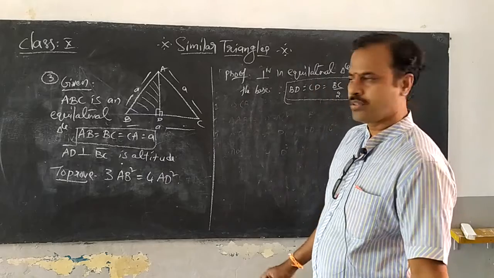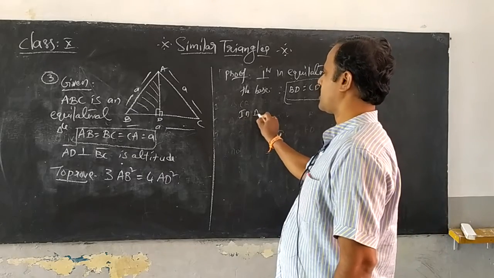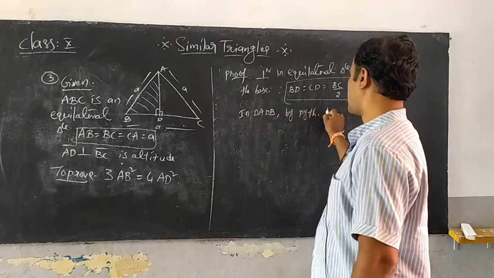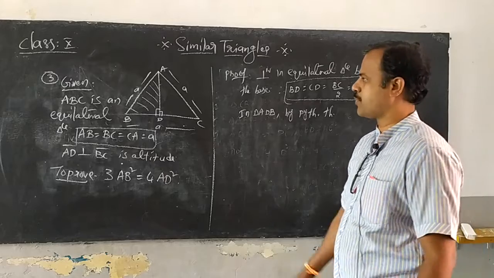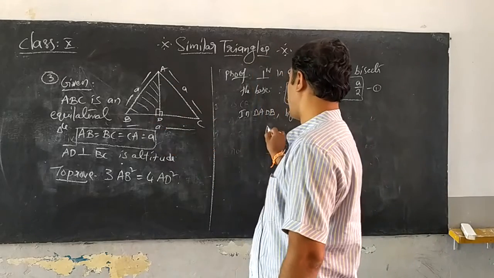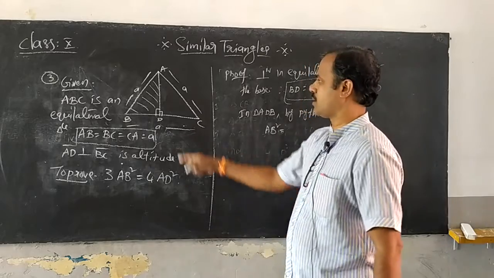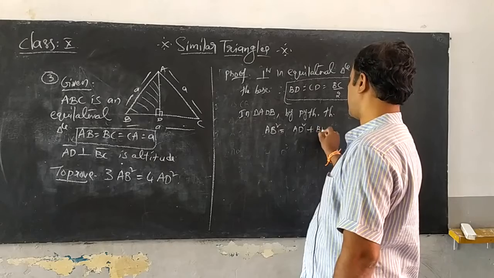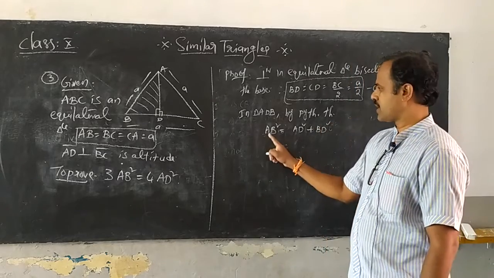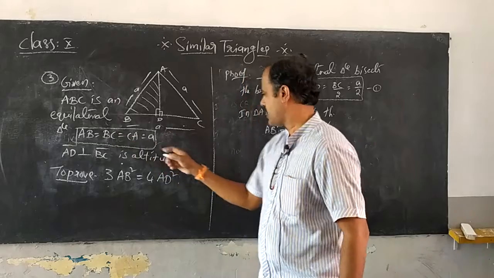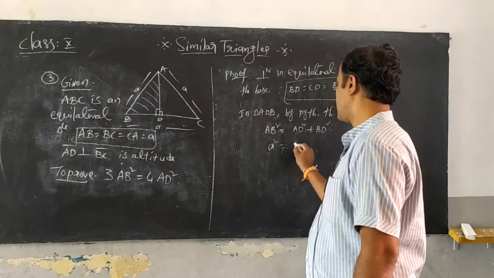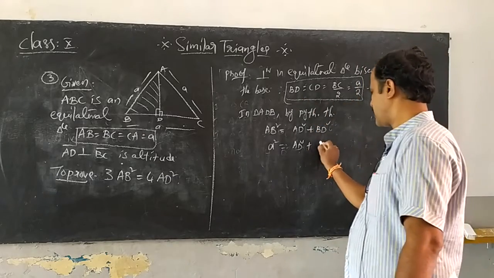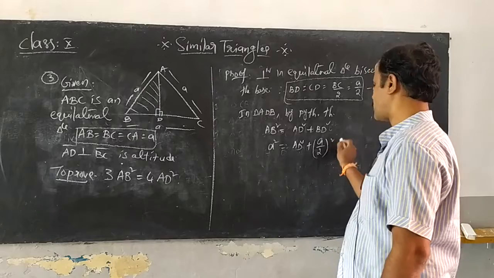In triangle ADB, by Pythagoras theorem, what is the hypotenuse here? AB square is equal to AD square plus BD square. AB is nothing but A. So you write A square is equal to AD square plus, BD we have taken as A by 2, so A by 2 whole square.